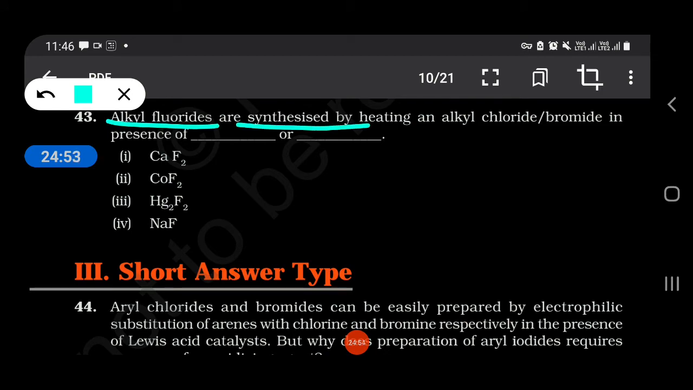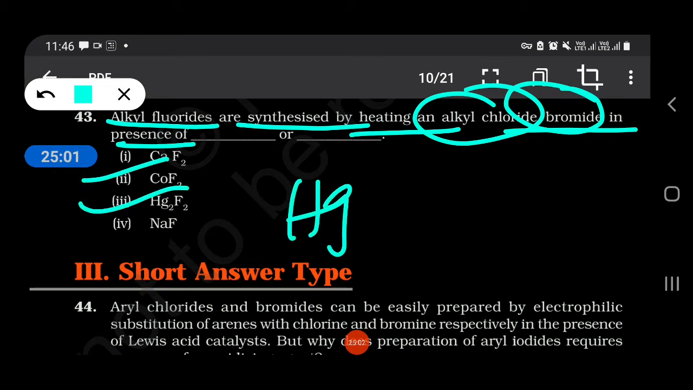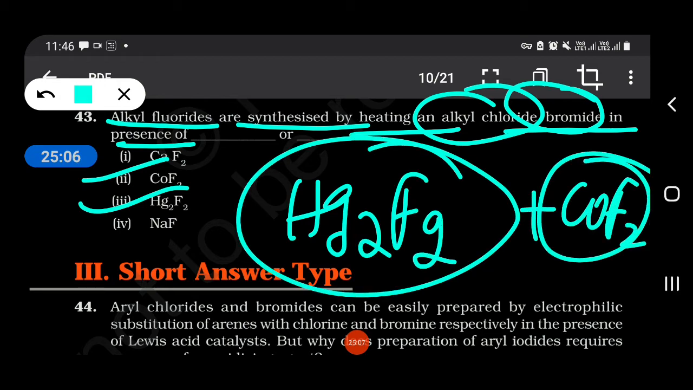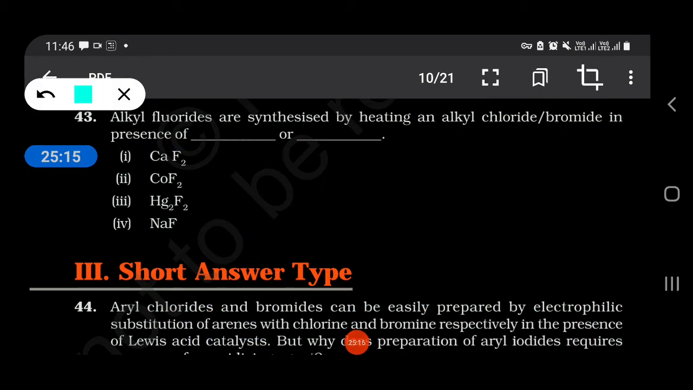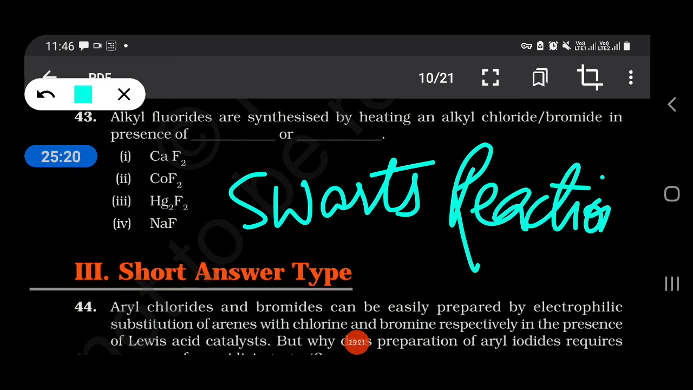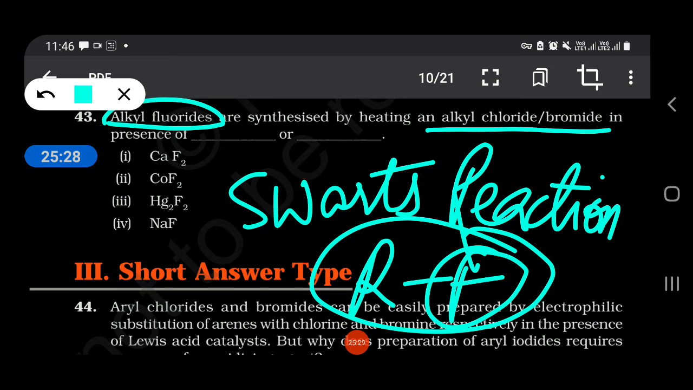Alkyl fluorides are synthesized by heating of alkyl chloride or bromide in presence of COF2 and Hg2F2. This is a named reaction, the Swarts reaction. Swarts reaction is for formation of RF, that is alkyl fluorides, in presence of COF2 and Hg2F2.